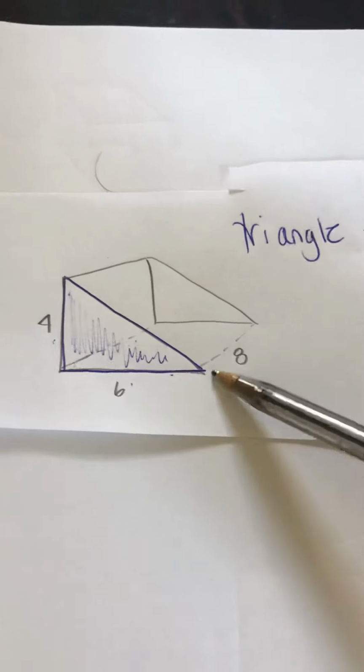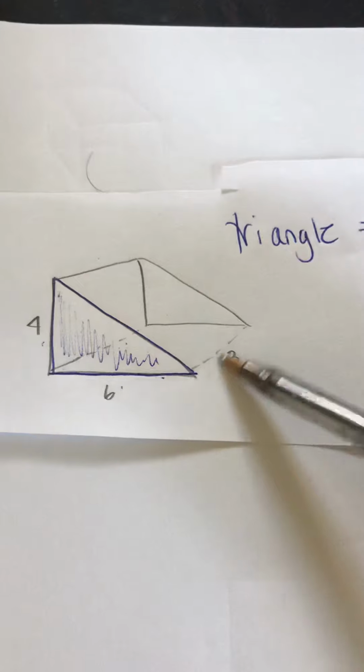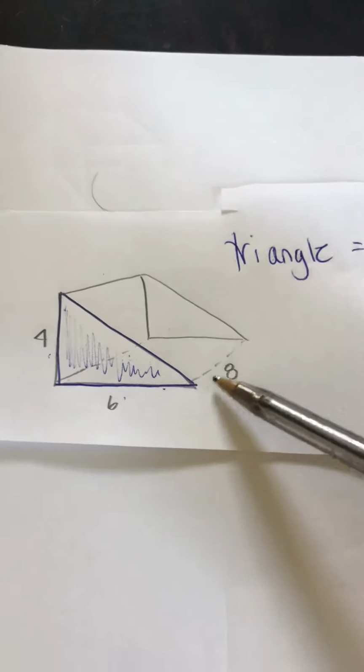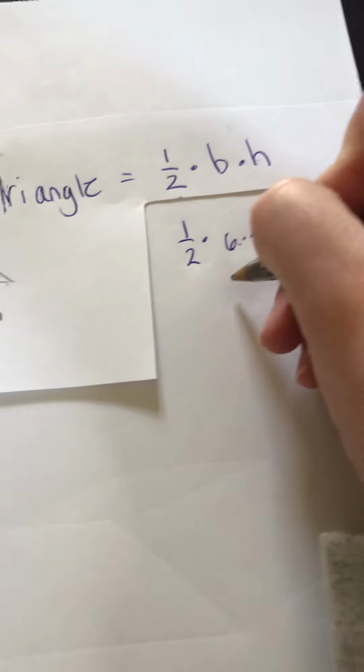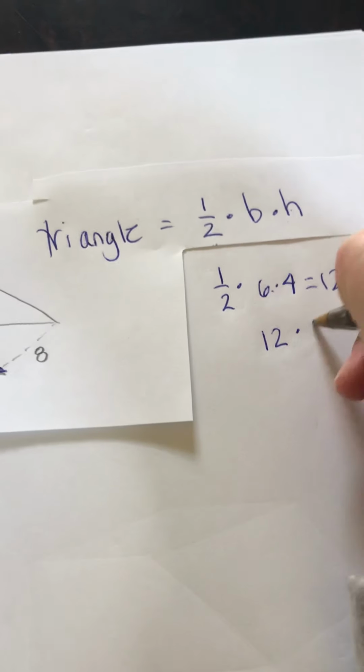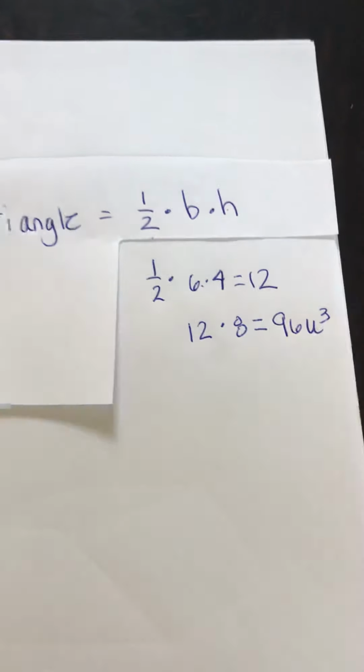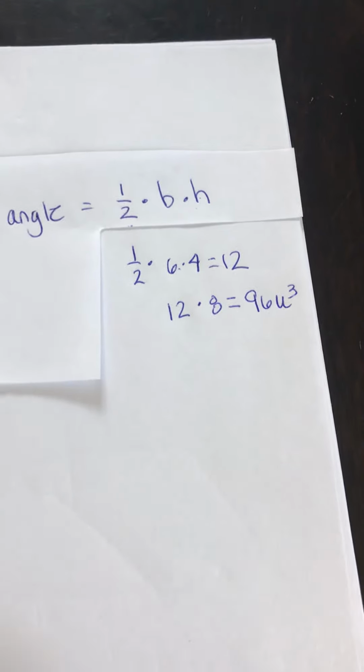Then we multiply it by this 8 here, the height of the prism. That's how we get that third dimension, that's how we get that volume. So we have 12 times 8, which is 96 units cubed. All right, now let's try the one with the trapezoid.